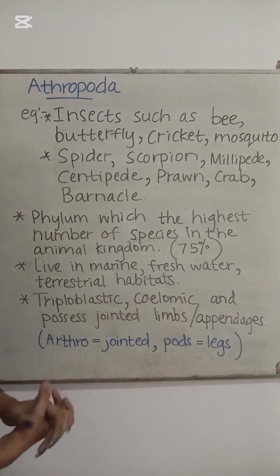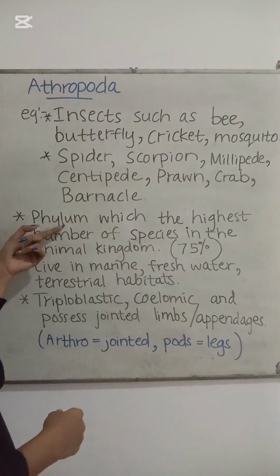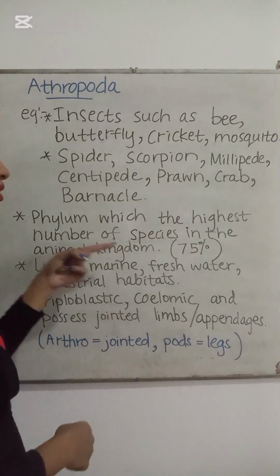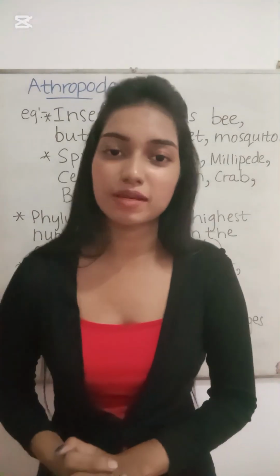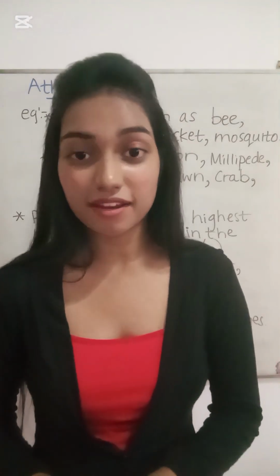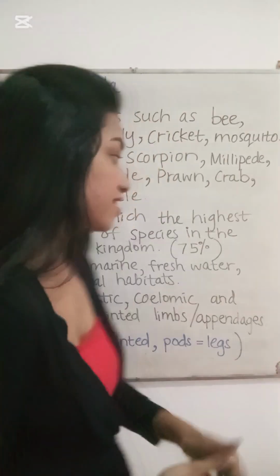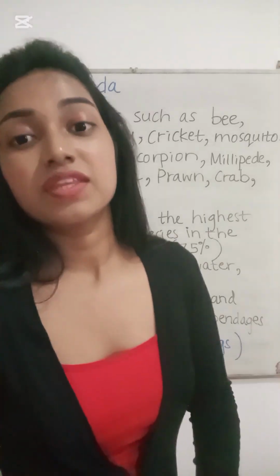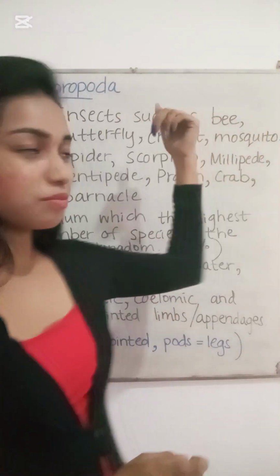So there's a specialty in this phylum, which has the highest number of species in the animal kingdom. Remember that the highest number of animal species in the animal kingdom belongs to phylum Arthropoda, and that percentage is 75%. 75% of the animals in the animal kingdom belong to phylum Arthropoda.